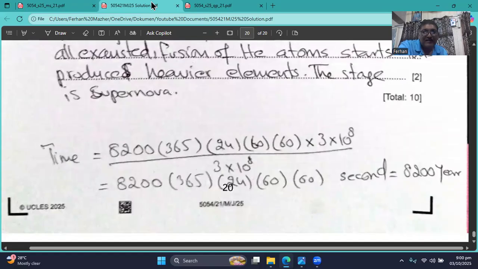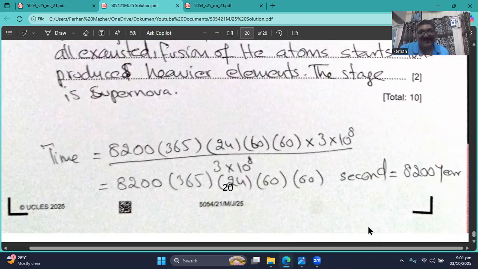Let me show you. This is the calculation I just did. So how much time has passed? That is the distance divided by speed. The distance is 8,200 light years. In 1 year, we have 365 days, 24 hours in a day, and 60 seconds. So this is the time multiplied with the speed, that is the distance in meters. And then I divided by the speed. So this number and this number will be cancelled, so you get this answer again. This is in seconds, and that is equal to 8,200 years.